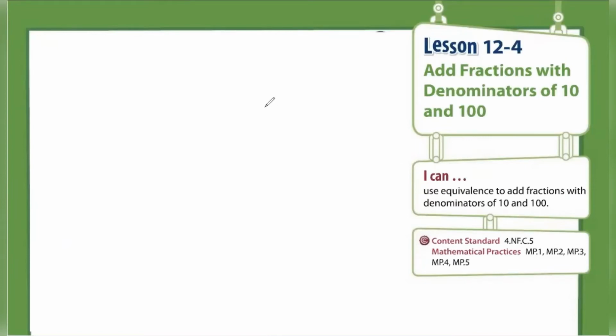Our lesson for today, lesson 12.4: add fractions with denominators of 10 and 100. If I have 5 out of 10 plus 4 out of 100, how can I add them? When we add fractions, we have to use like denominators, but here we have 10 and 100.